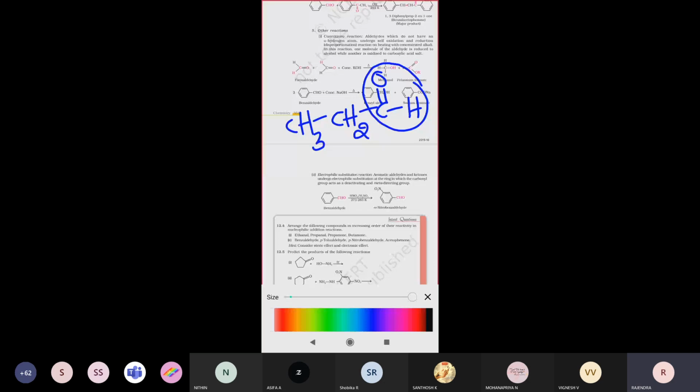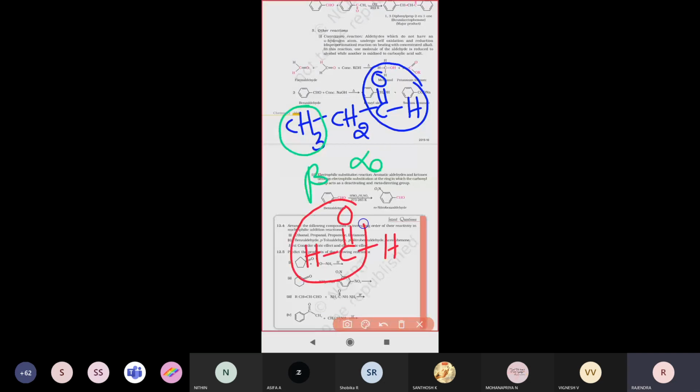Now we have taken formaldehyde, HCHO. Aldehyde is the functional group in formaldehyde. Is any alpha carbon atom present here or not? Is any alpha hydrogen atom present or not?